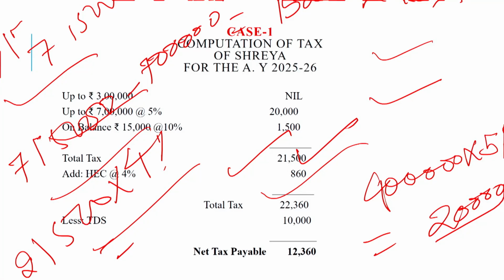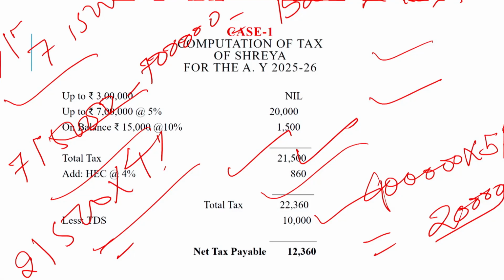860 is HEC. Sir, why is the surcharge not calculated in this question? You know, if the total income is less than 50 lakh rupees, no surcharge is computed. In this question, the total income is 7,15,000, so the surcharge is not computed. So, dear student, the total tax is 22,360.